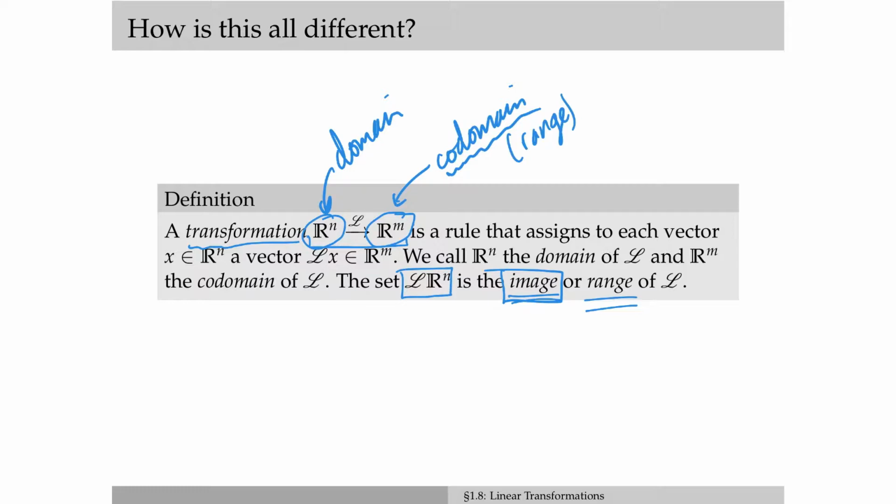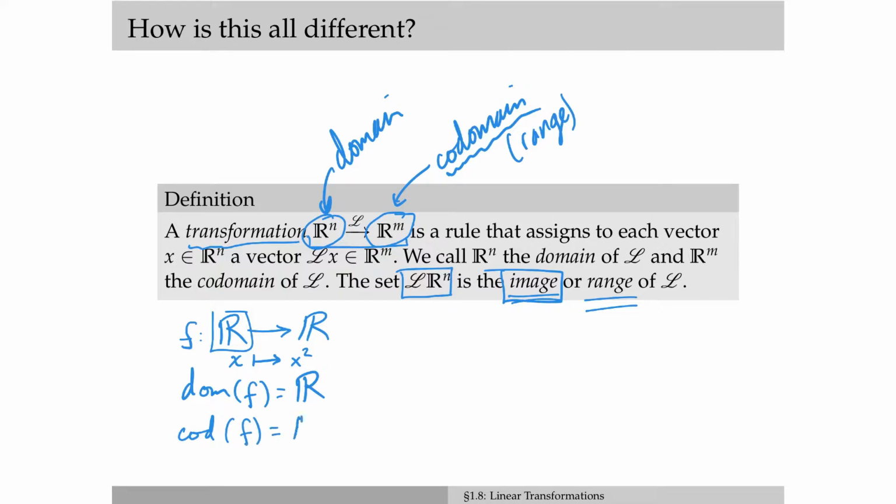So, for instance, let's say I have the rule F going from R to R, defined by X goes to X squared. The domain of F, well, what are all the values of X that we can use? Well, as I say here, it's R. The codomain of F, well, that's also R, as we can see here.